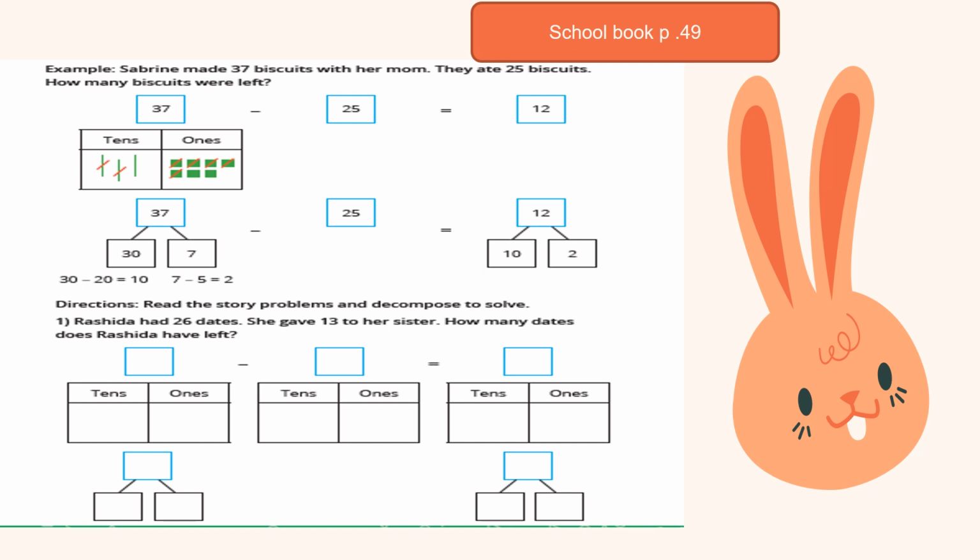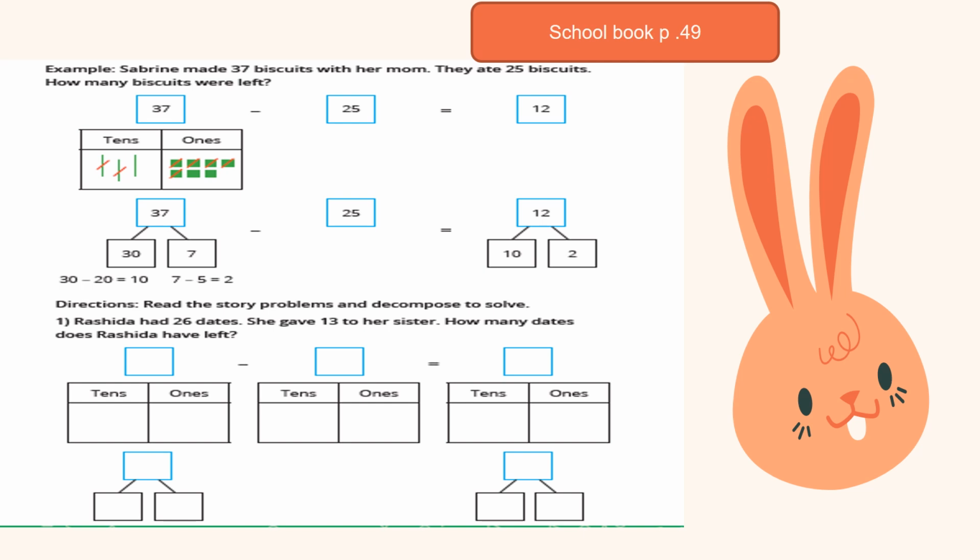Made 37 biscuits with her mom. They ate 25 biscuits. How many biscuits were left? Left is a keyword for what? Yes, left is a keyword for subtraction. So 37 minus 25. Let's start with ones.